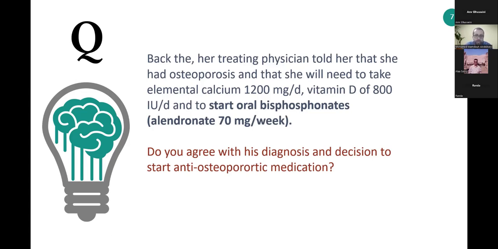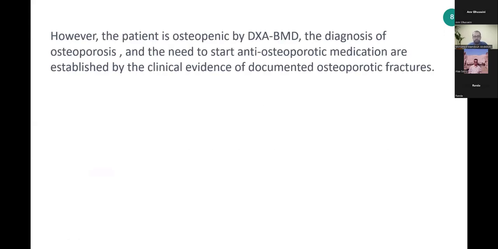So just to summarize, you have an obese white Caucasian female with long-standing diabetes, hypertension, and coronary artery disease. She had a fracture 7 years ago, but her DEXA BMD revealed that she has osteopenia, not osteoporosis. But her physician started her on anti-osteoporotic medication. So, the patient is osteopenic by DEXA BMD, so the diagnosis of osteoporosis and the need to start anti-osteoporotic medication were established by the clinical evidence of a documented osteoporotic fracture.